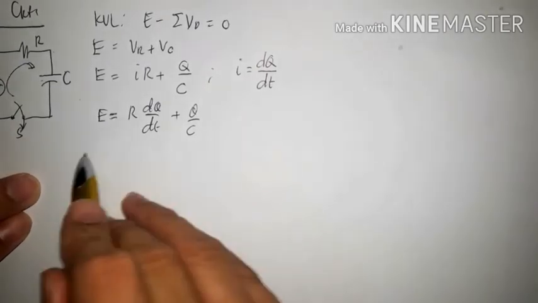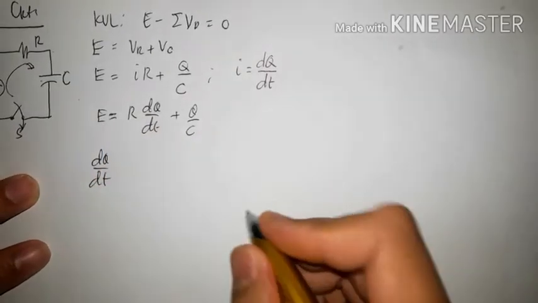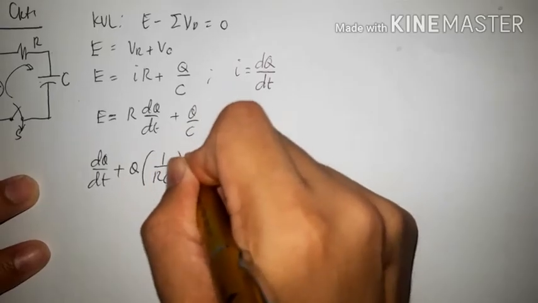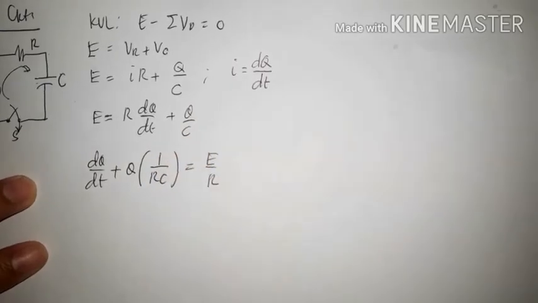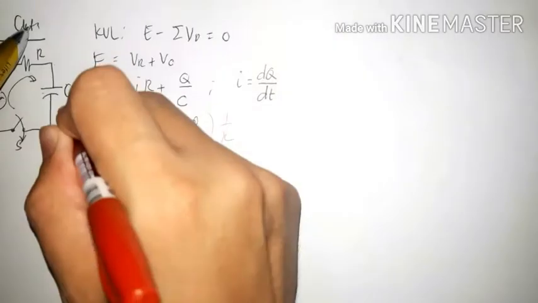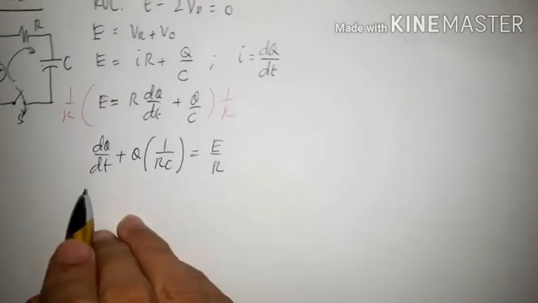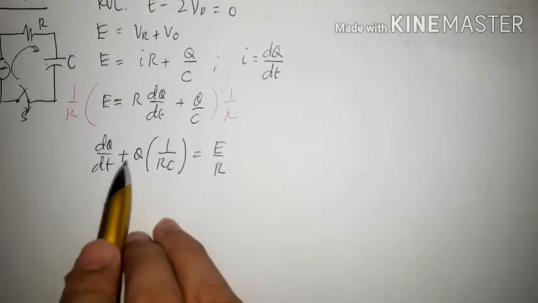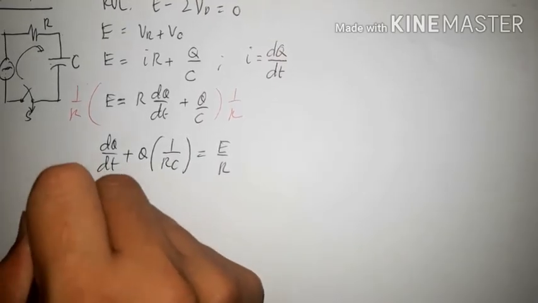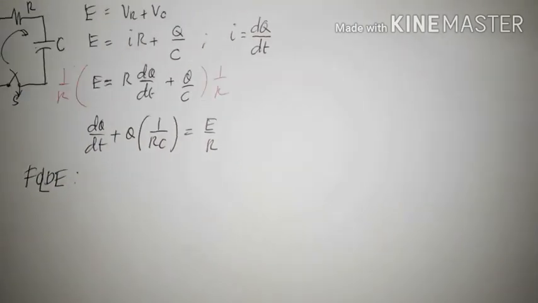Then dividing this all by R, so this is dq dt plus q multiplied by 1 over RC is equal to E over R. So again, what we did is multiplying by 1 over R, or dividing by R. That gives you dq dt plus q times 1 over RC is equal to E over R, which is a first order linear differential equation. So first order linear differential equations.